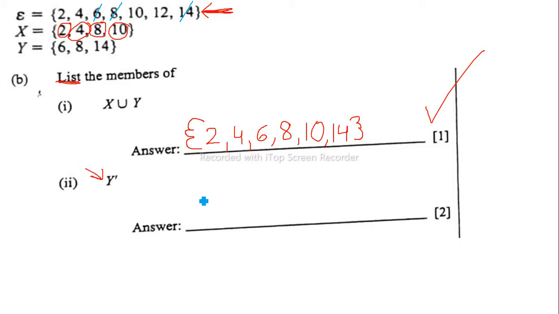So it's going to be... Now we also put the curly brackets. Don't forget your curly brackets. It's going to be 2, 4, 10, and 12.